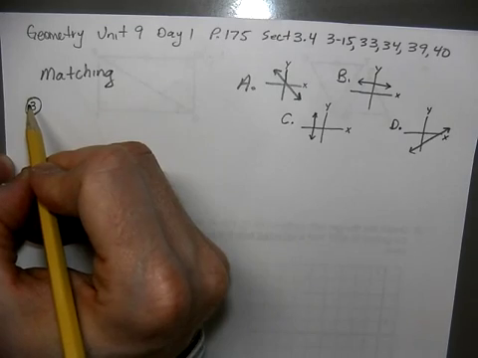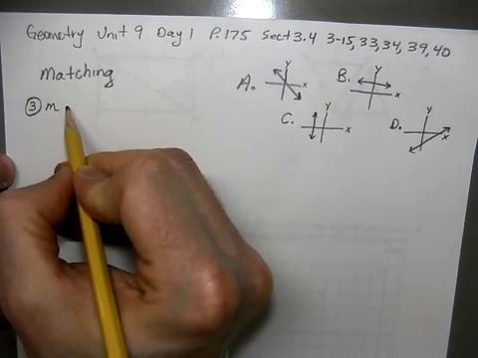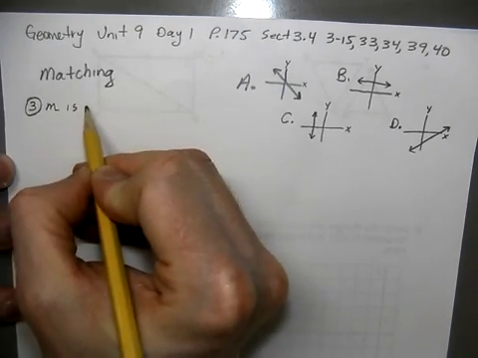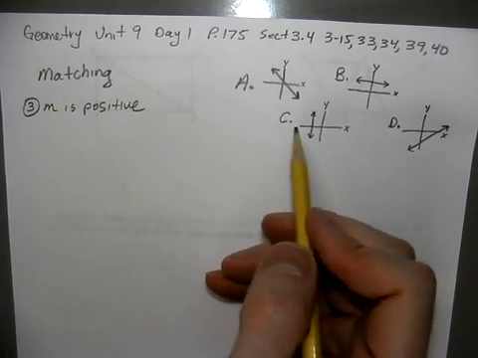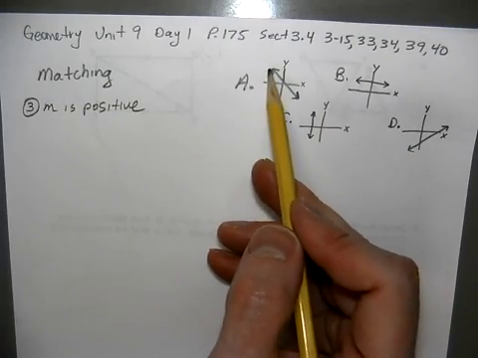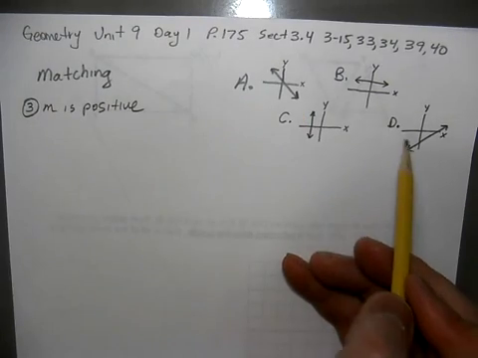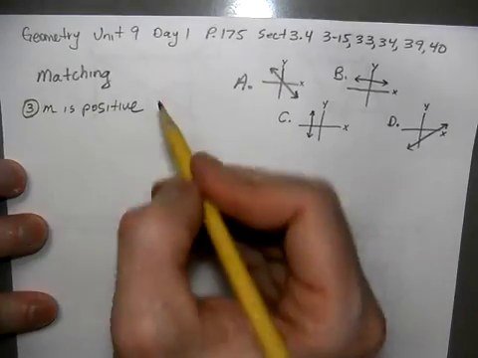So for question number 3, we're looking for m, which is slope, is positive. Looking at our different options, we see that for A it's falling to the right. For D it's increasing to the right. Increasing to the right is your positive slope.